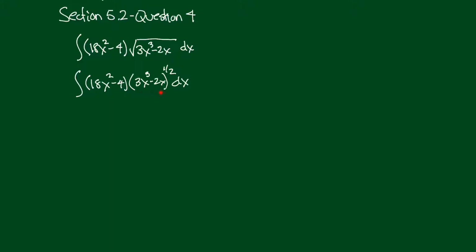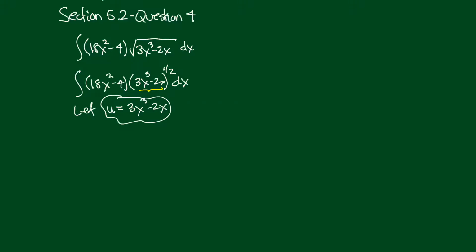Now I see a power, so the suggested substitution is to let u equal the base. So, here's our base right here. So what I'm going to do here is let u equal that 3x cubed minus 2x. I'll circle it so I can find it later.